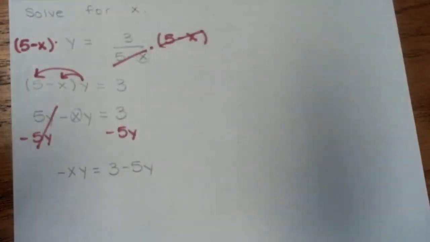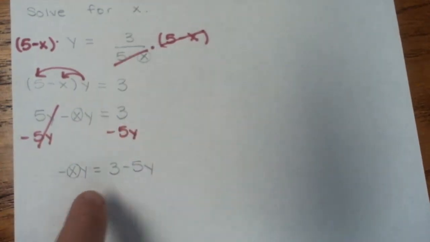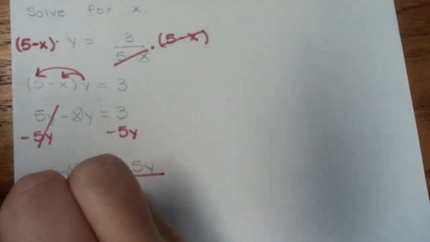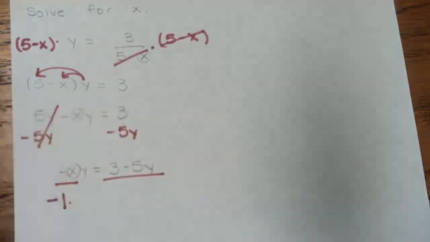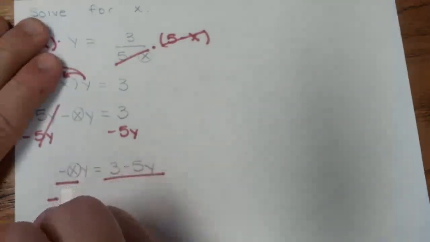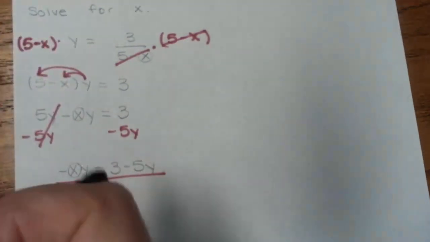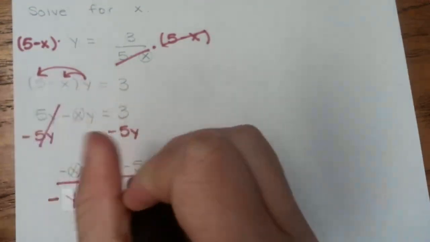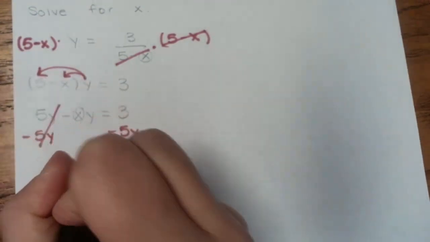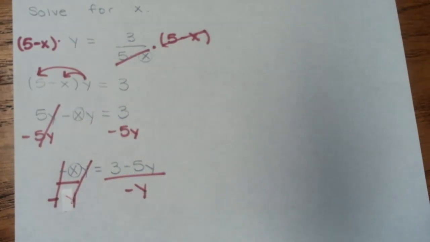Lastly, we're trying to get x by itself. I have negative xy, so the negative times x times y. Let's get rid of that negative. The negative is being multiplied, so we can divide both sides by negative 1. Let's just do negative. And then we can divide both sides by that y as well. So we can essentially divide both sides by negative y. That way the negatives cancel out and the y's cancel out. So we are left over with x equals 3 minus 5y divided by negative y.